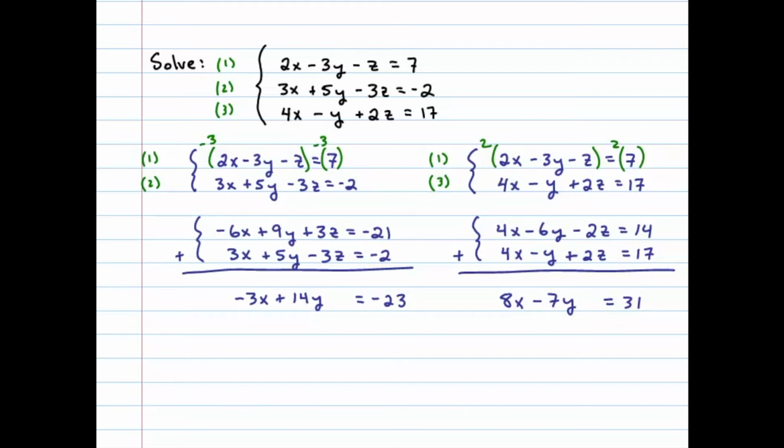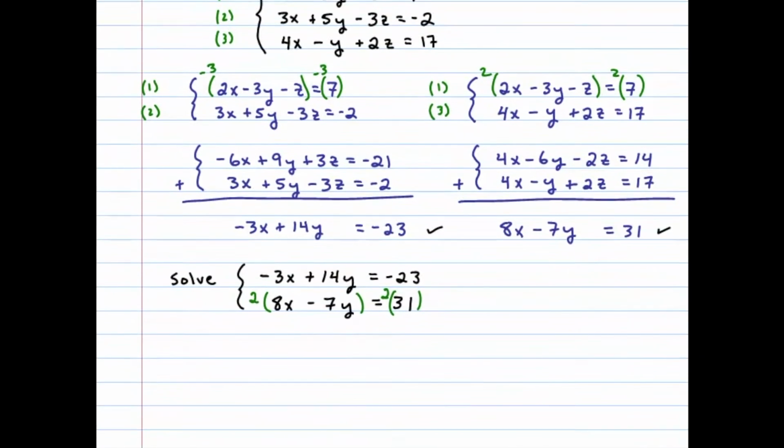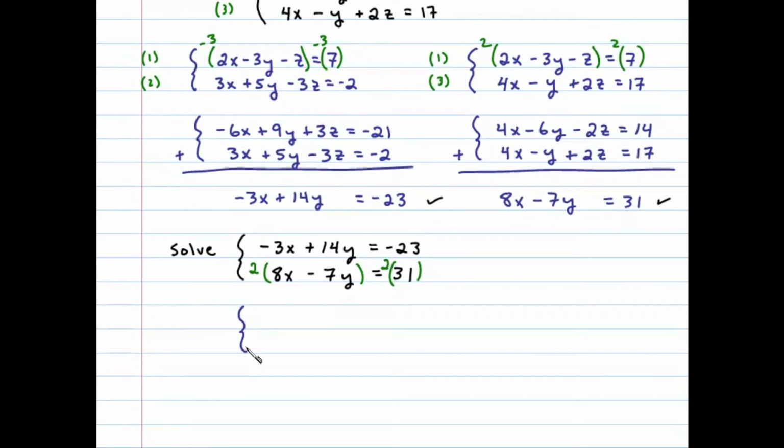Now we're left with two equations with two unknowns. Now we can solve the resulting linear system here by elimination. We can eliminate the variable y if we multiply both sides of the second equation here by 2. That'll leave us with an equivalent system here, where the second equation is 16x minus 14y equals 62.